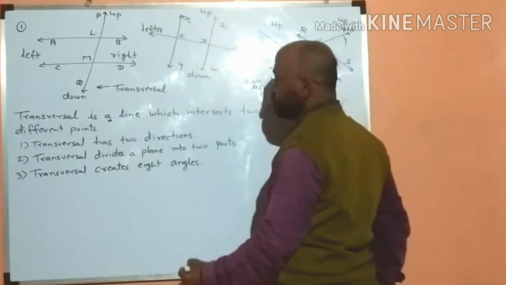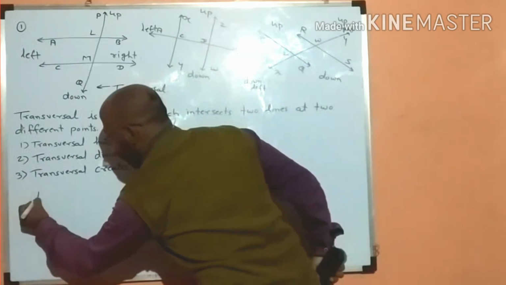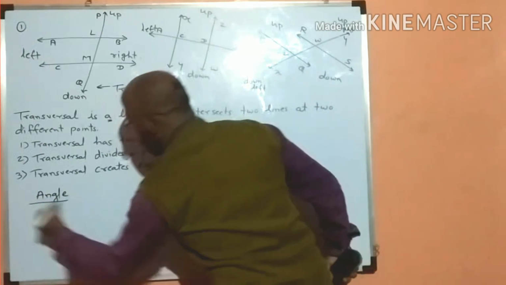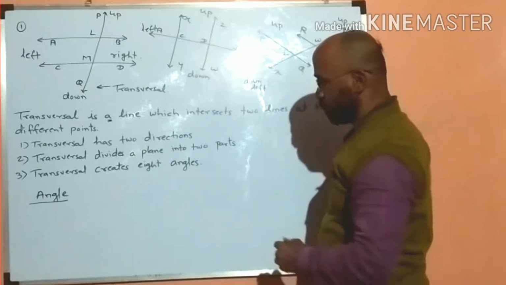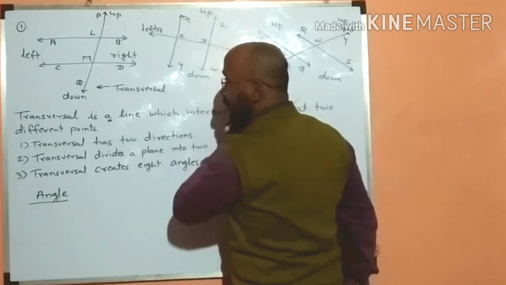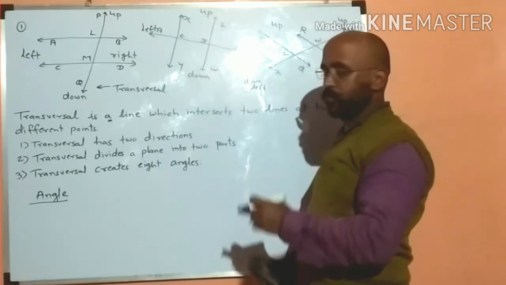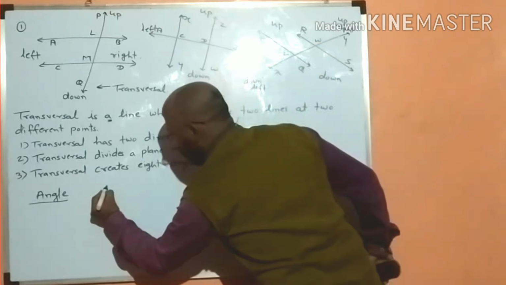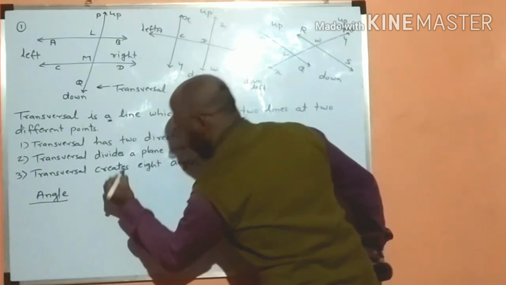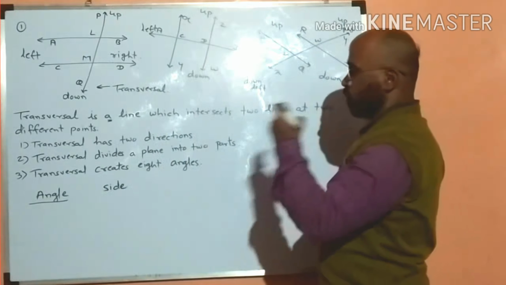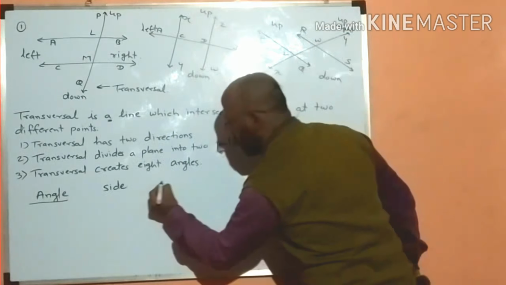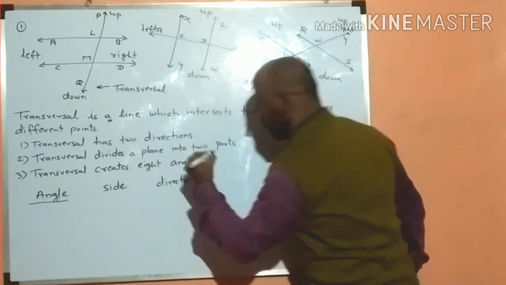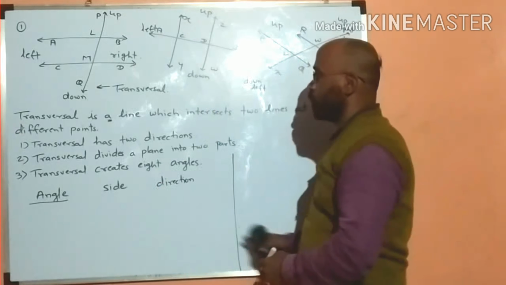In first example, let us first write name of angle. What I am writing first, name of angle, not name of transversal. After that I will write in which side of the transversal that angle is there. So after angle we have to write side, okay, and after that we will write direction on the transversal. So let's do it for first figure.